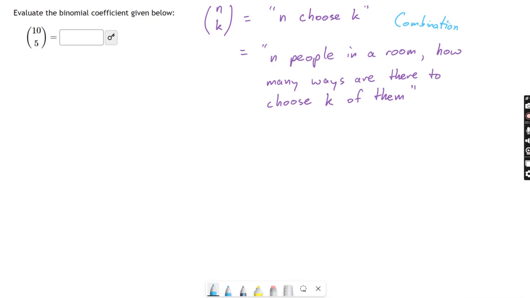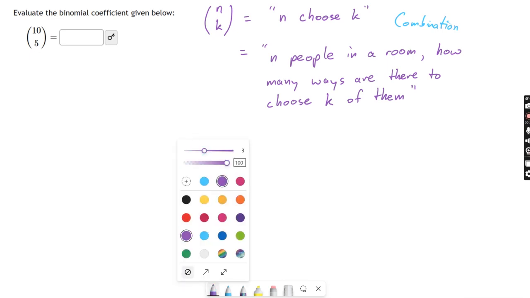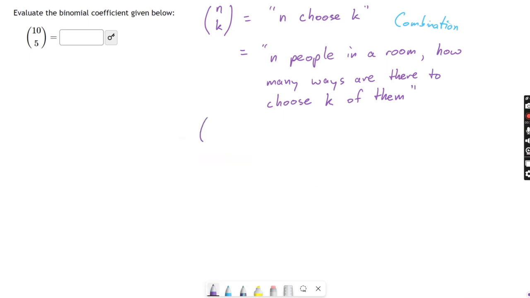So it would be helpful if we had a formula for this. I'm going to write that down here. The formula for n choose k is given by factorials. It's going to be n factorial on top, k factorial on bottom, and then an n minus k factorial. Okay, that's n subtract k factorial. So let's see how that works for our example.